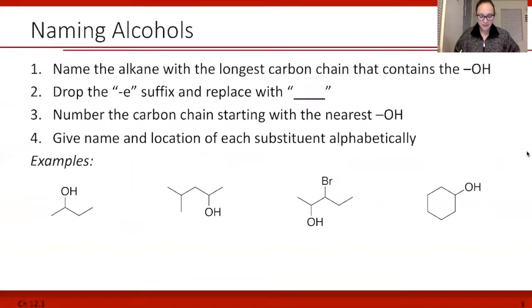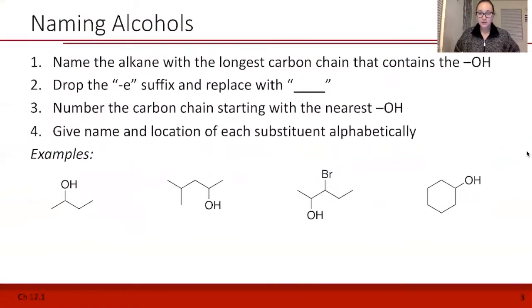So let's look at naming some alcohols. In order to name alcohols, we name the alkane with the longest carbon chain containing the OH. So make sure that the alcohol is in that carbon chain. You're going to name it the same, but at the very end, drop the E from, say, hexane or something like that. Instead of the E at the end, you're going to replace it with OL.